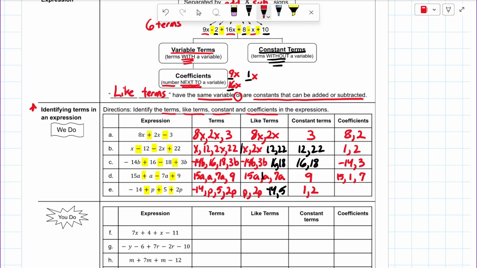Oh, that's wrong. Erase that. Try it again. Our constant terms are negative 14 and 5. Much better. And our coefficients are 1 and 2. All right. Go ahead and pause the video and try F right now. Pause now.